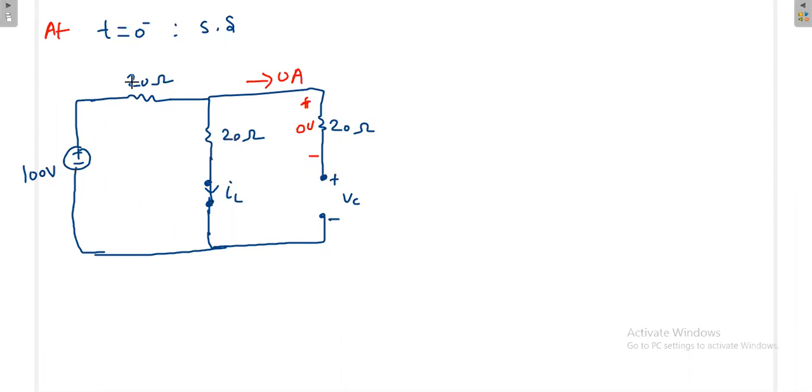Again, effectively the resistance is 20 ohm plus 20 ohm. So what is the source current? The source current I_S is equal to 100 divided by 40. That means 2.5 ampere. Okay, 2.5 ampere is the source current.